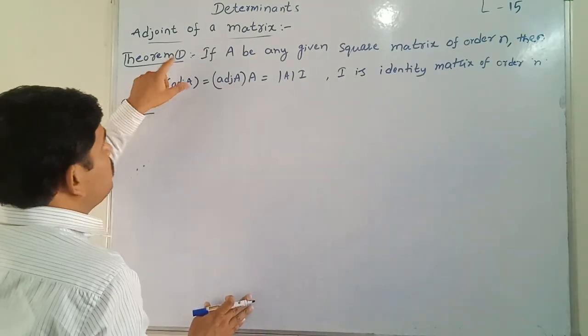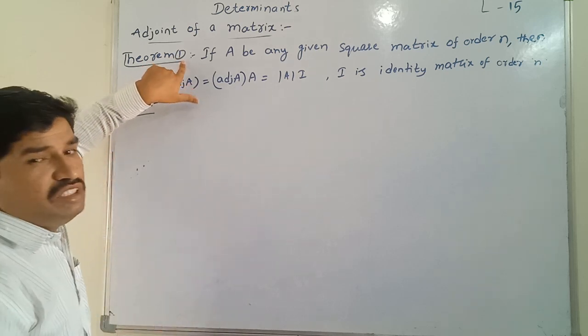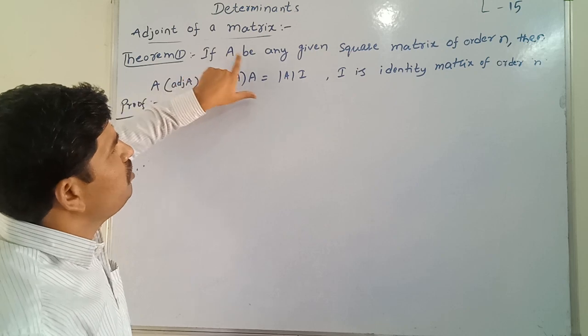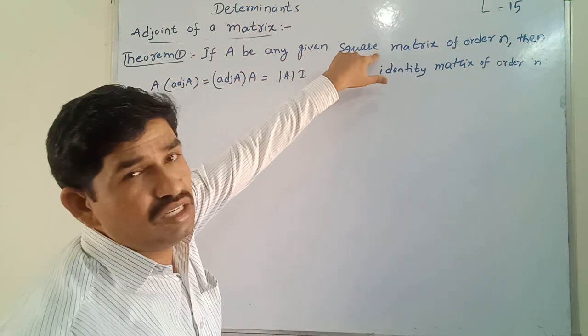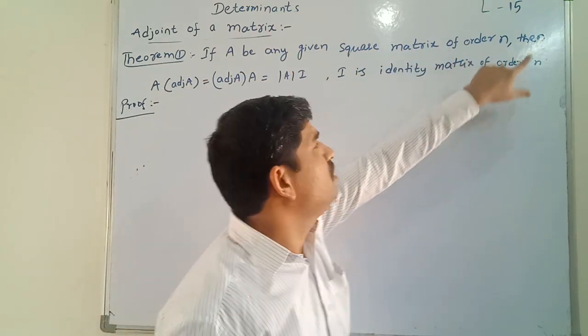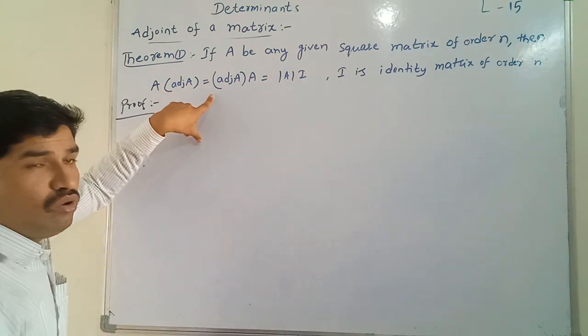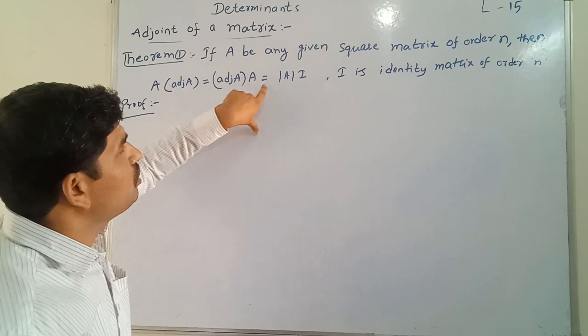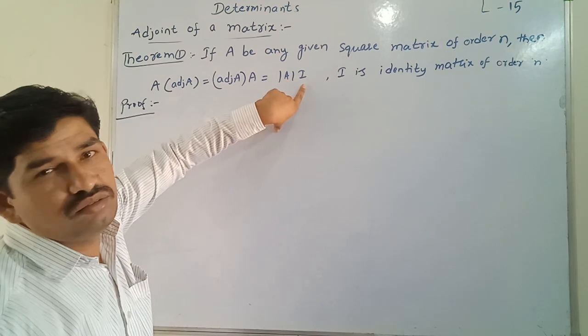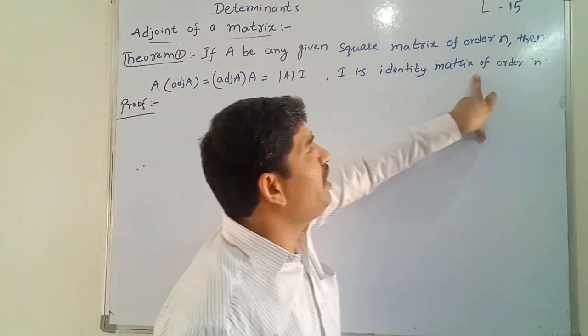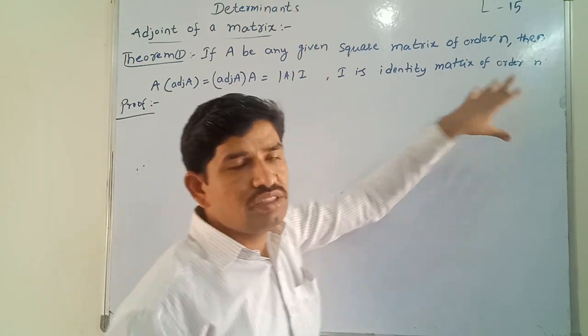See, this is theorem number 1 in this determinant. What is given, first we will see. If A is any given square matrix of order n, then A into adjoint A is equal to adjoint A into A is equal to det A into I. We have to verify this, and I is the identity matrix of order n. Okay, this is the theorem.